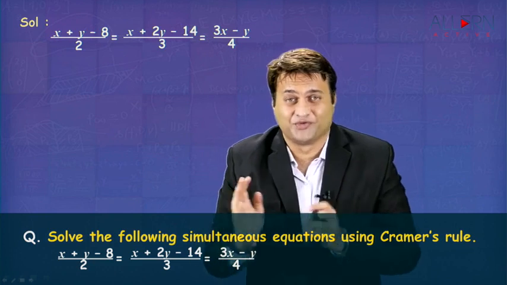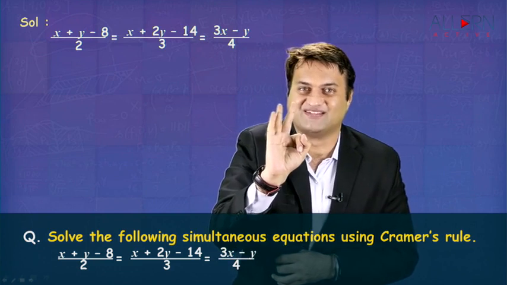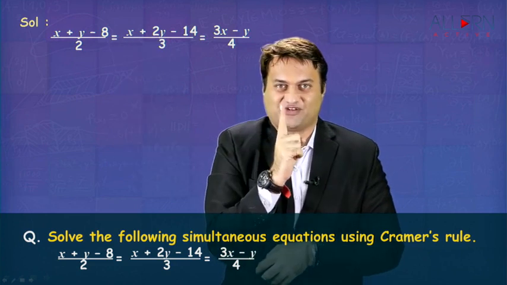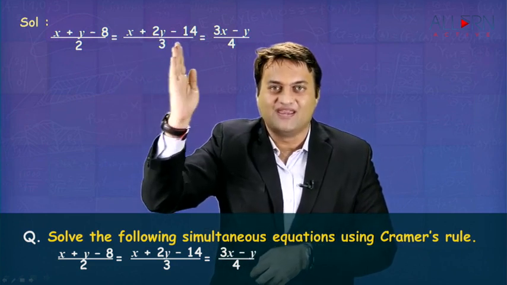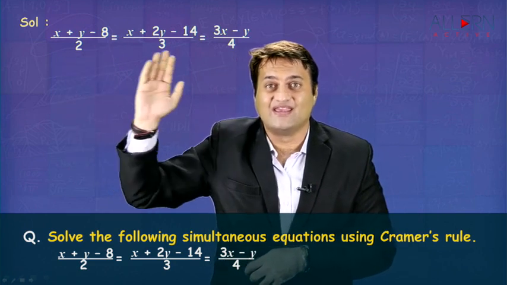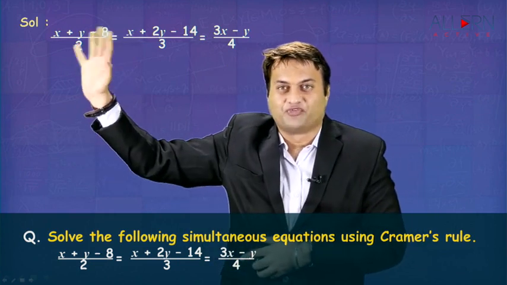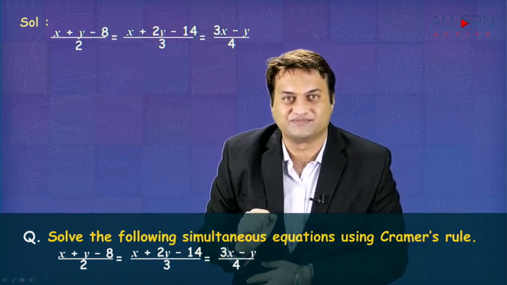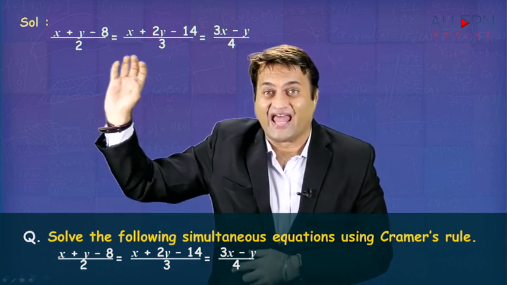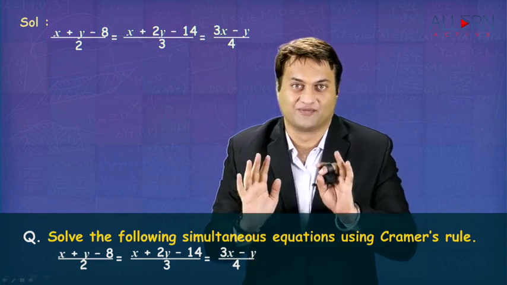Now in such a scenario where A is equal to B is equal to C, there are three possibilities. Which are the three possibilities? A is equal to B, that is the first possibility. B is equal to C is the second possibility, and A is equal to C is the third possibility. So the first ratio is equal to the second ratio, the second ratio is equal to the third ratio, and the first ratio is equal to the third ratio. So there are three possibilities here, right?